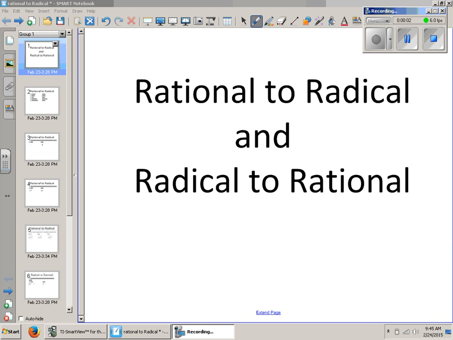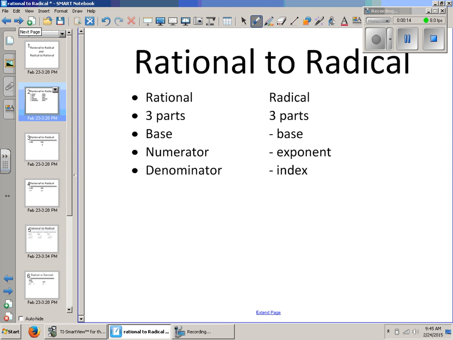Today's lesson is showing how to go from rational expressions to radical expressions and radical expressions to rational expressions. So let's look at, we have three parts to a rational expression. We have the base, and then we have our exponent is going to be a rational number, which is a fraction. So we're going to have the numerator and the denominator.